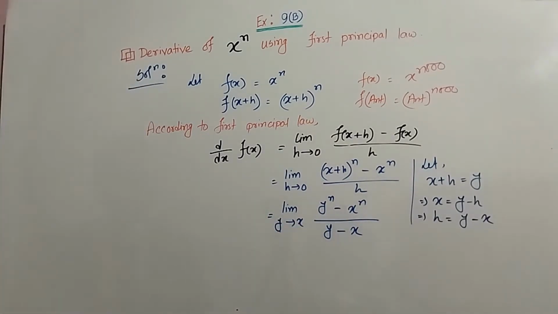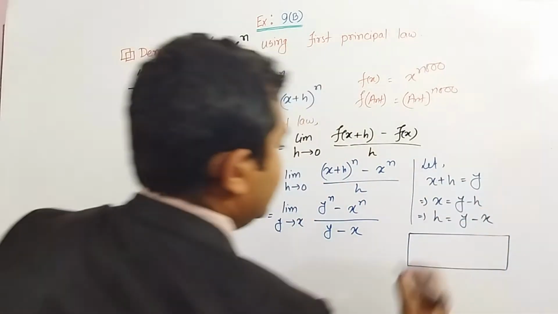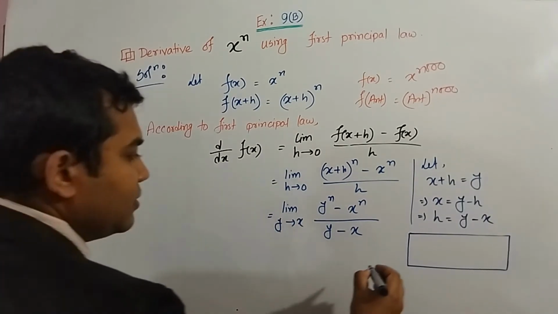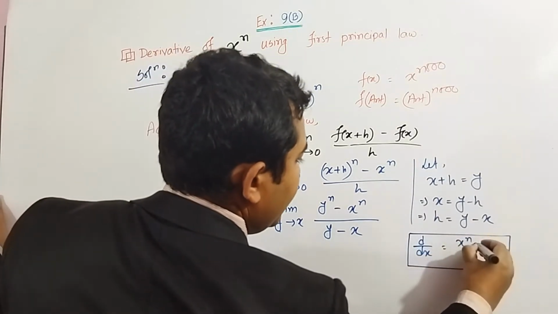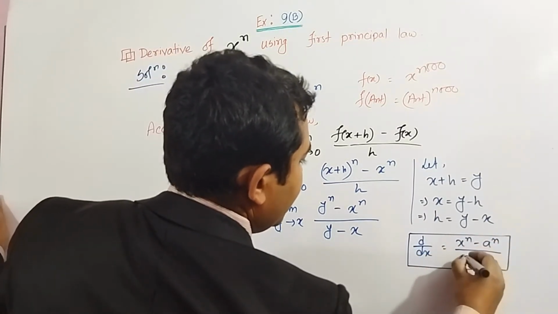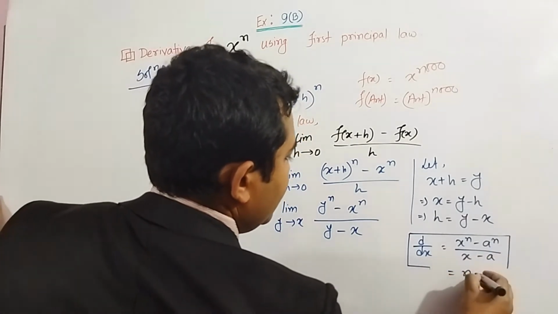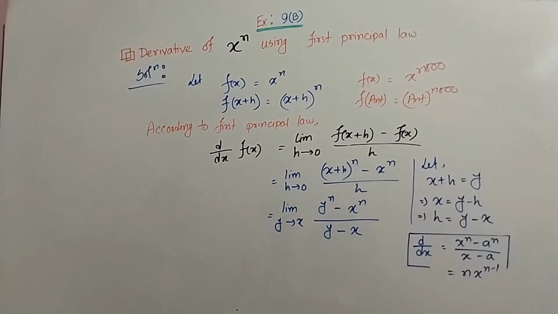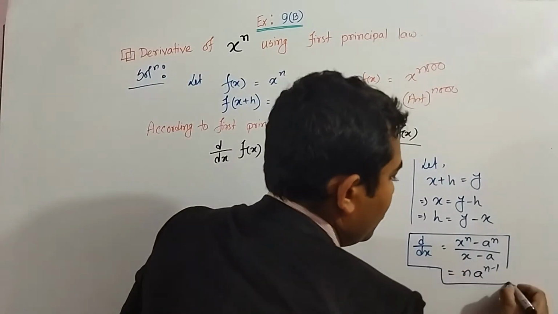What is that formula? We have a formula we know already, that is the limit of x to the power n minus a to the power n divided by x minus a, which should be n into x to the power n minus 1. So here, n into a to the power n minus 1.